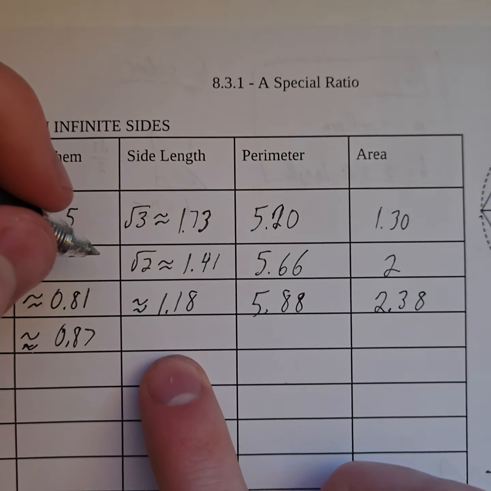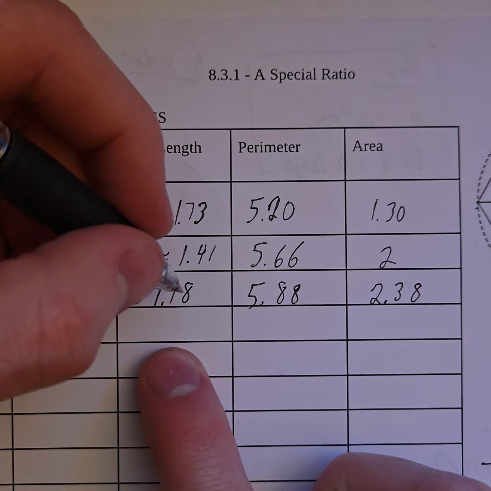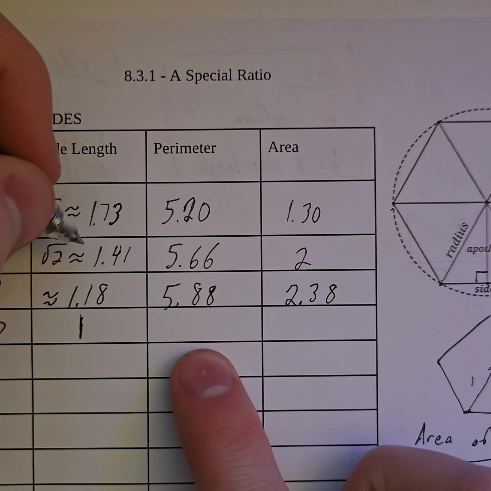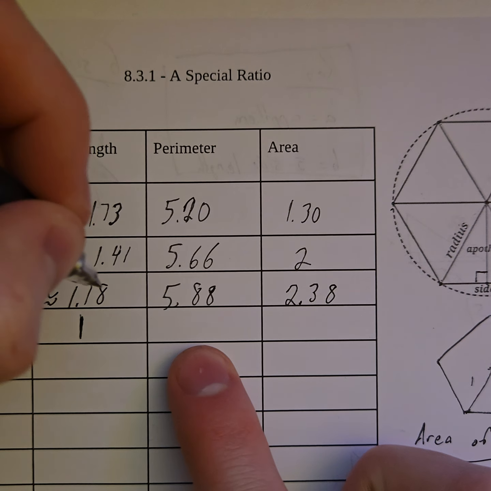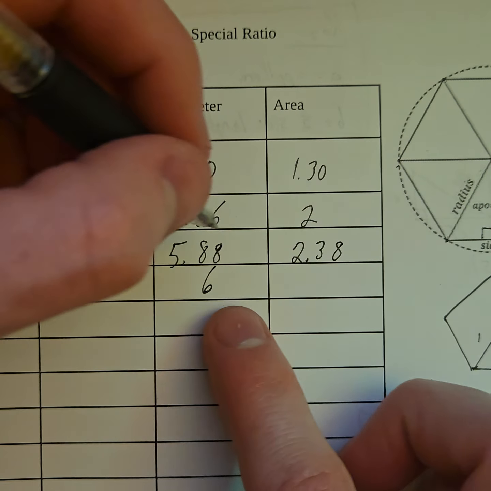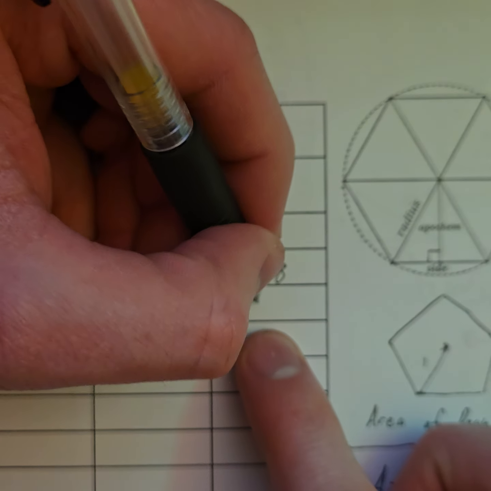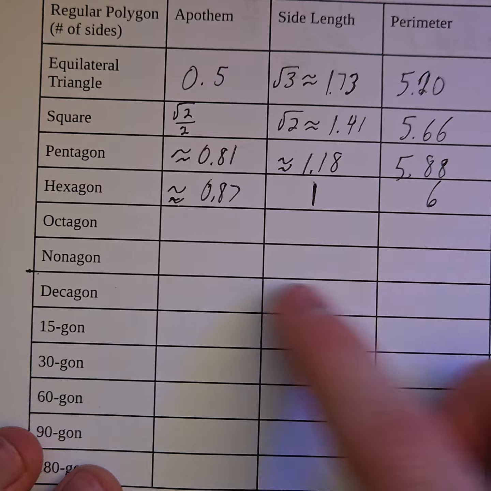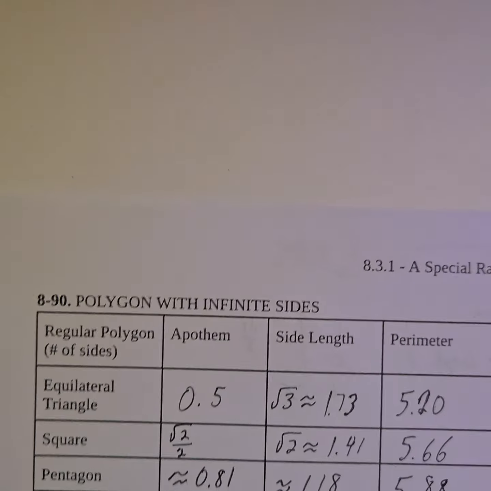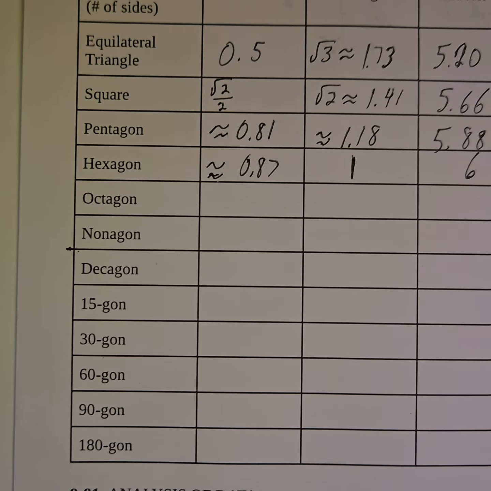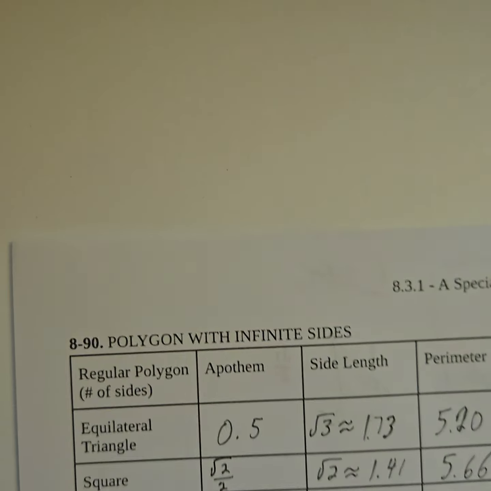For your side length, you should have 1, because that was 2 times your B value, which your B value is 0.5. And then your perimeter is just 6, 1 times 6 sides. And then your area, you should have gotten 2.60. Okay. All right, next, octagon. I want you guys to pause the video, try out octagon, and then unpause when you're done.